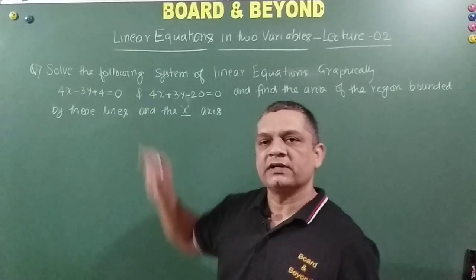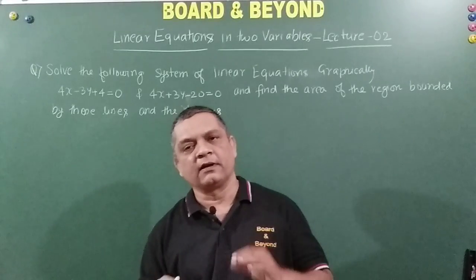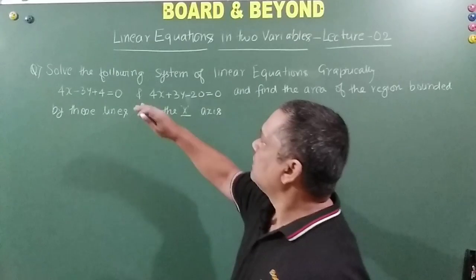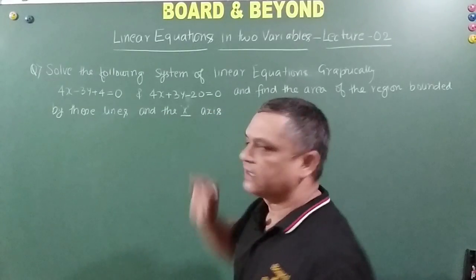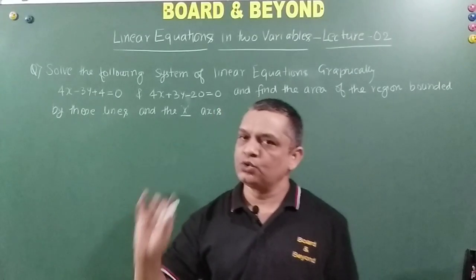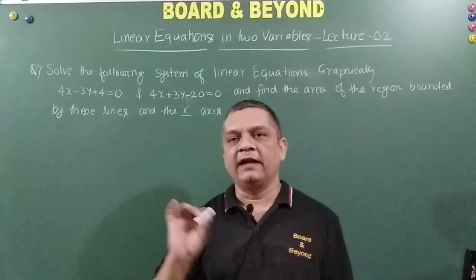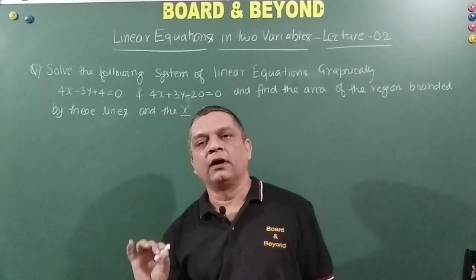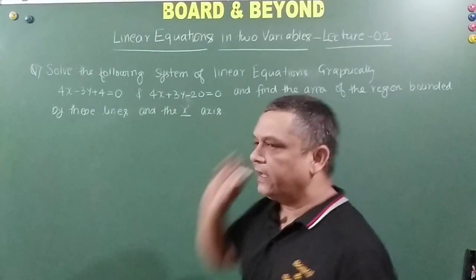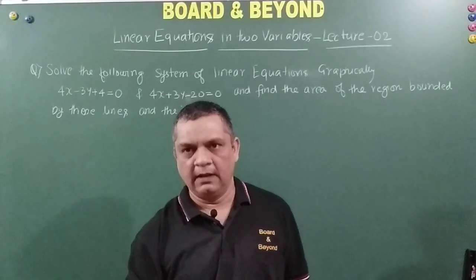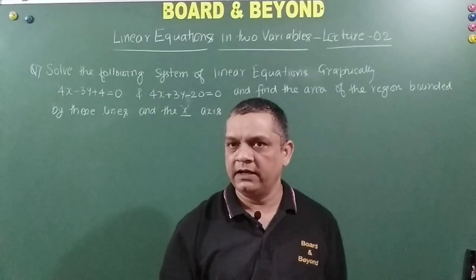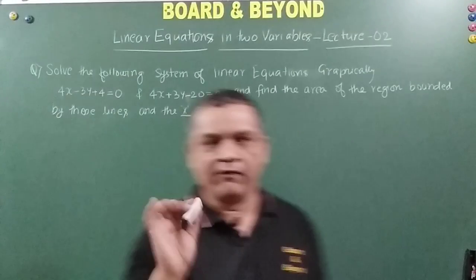So friends, this question has already appeared in the examination a few years back. The question says: solve the following system of linear equations graphically. That means we need to plot these two lines on a graph, and hence find the solution for x and y, and find the area of the region bounded by these lines and the x axis. So let us move forward.